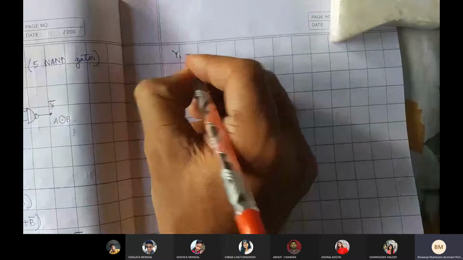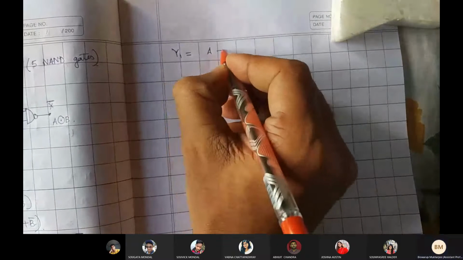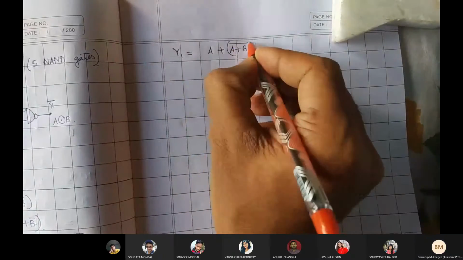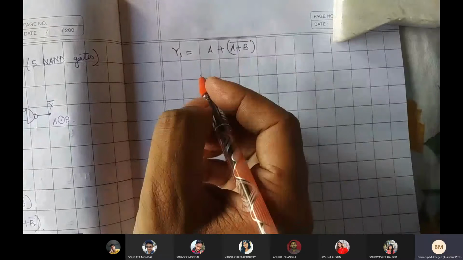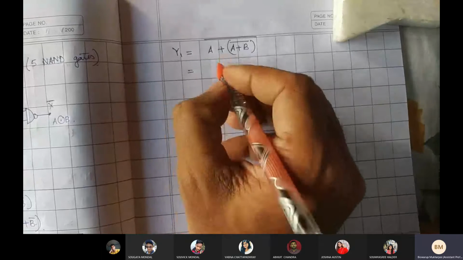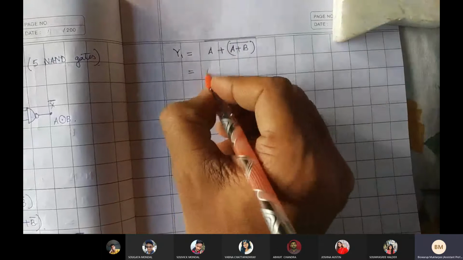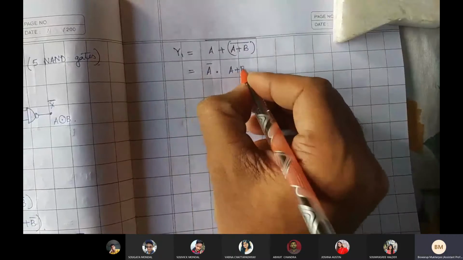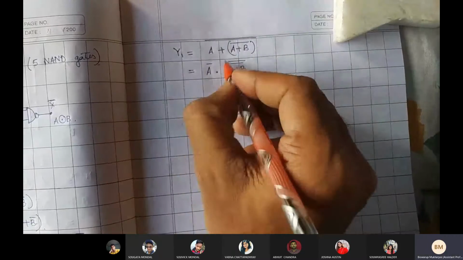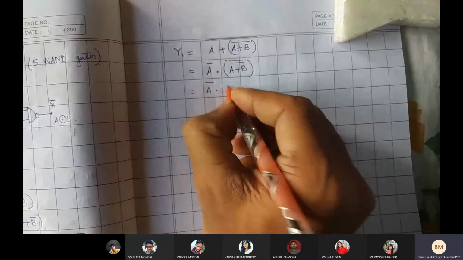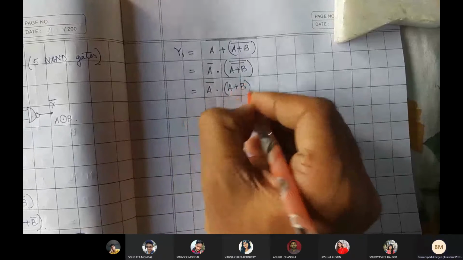Y1 is equal to A plus B, the whole complement. So we can write down this one. First, break it using De Morgan's theorem: A complement dot (A plus B whole complement), then again complement, right? So that can be written as A bar dot (A plus B), right?